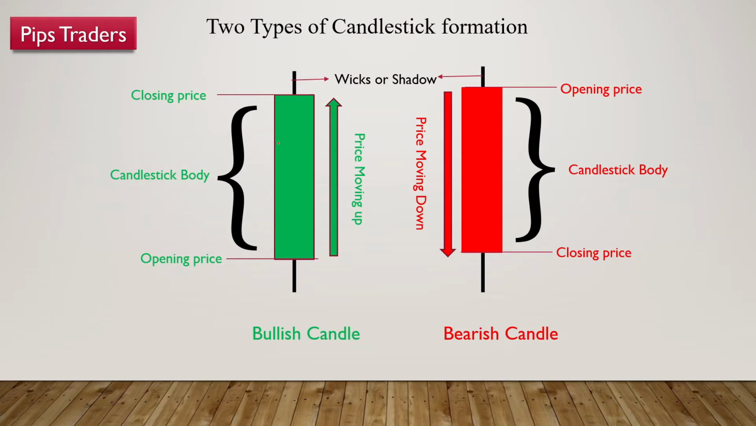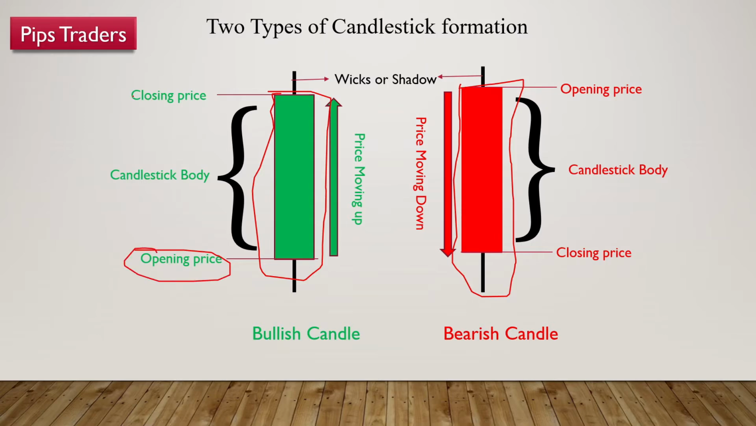A Japanese candlestick has basically two components: the body part and the shadow portion, with the downside shadow, the upper shadow, and the actual body. The green candle represents the bullish candle, and the red candle represents the bearish candle. In a bullish candle, the opening price is at the bottom and the closing price is at the top, which means the market opened at the bottom, rose up, and closed at the higher point.